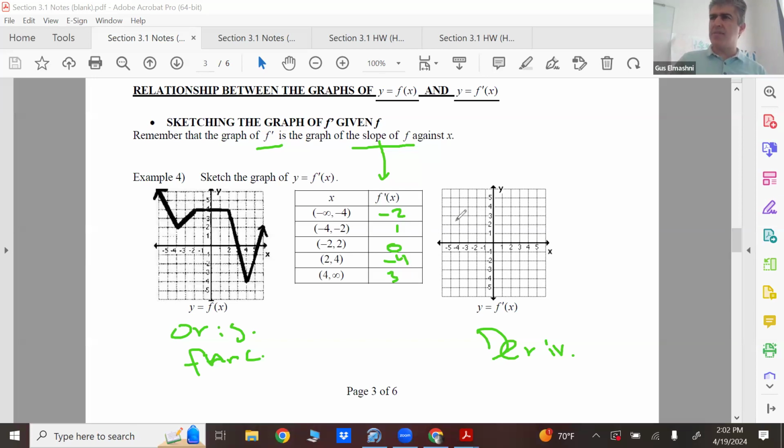Are we okay with that? Does that make sense? I found the slopes, just rise over run, right? Seriously, you guys have been doing calculus since middle school, you just haven't realized it. Slope is a big part of calculus.